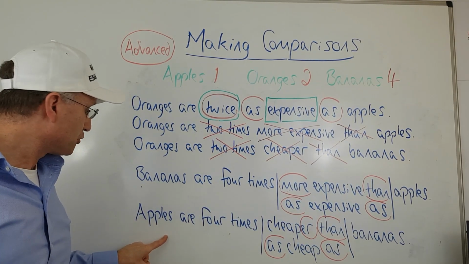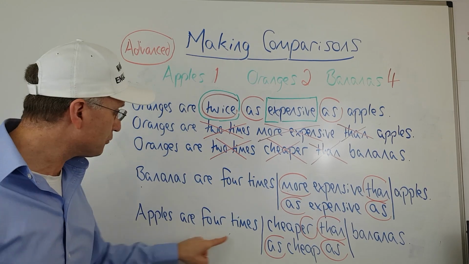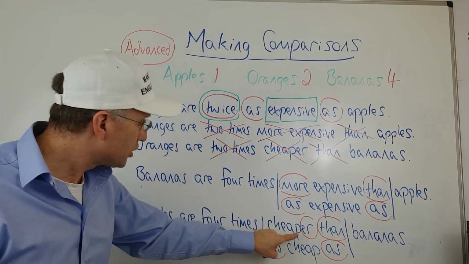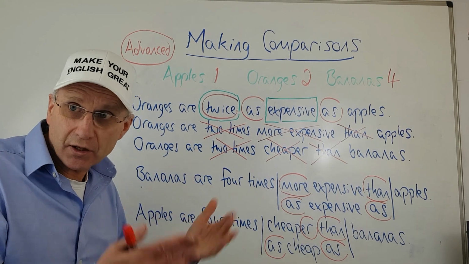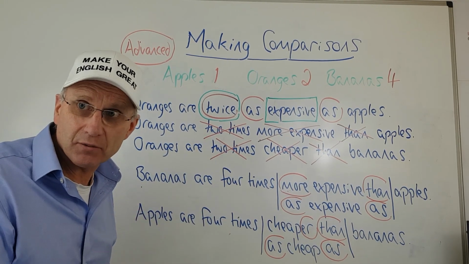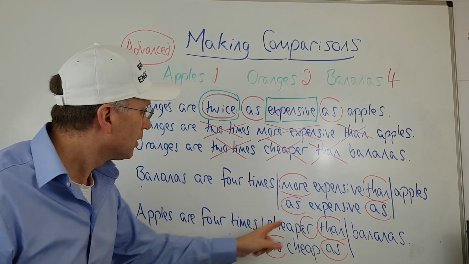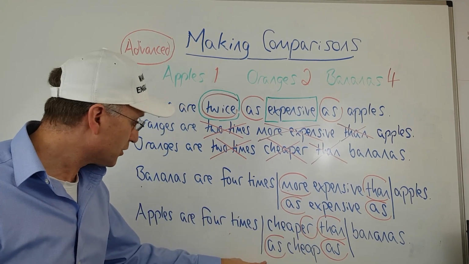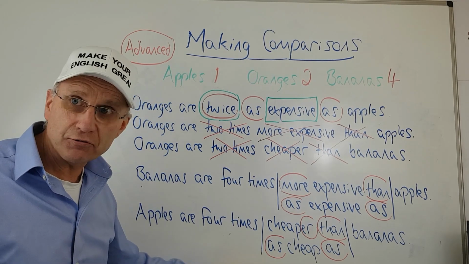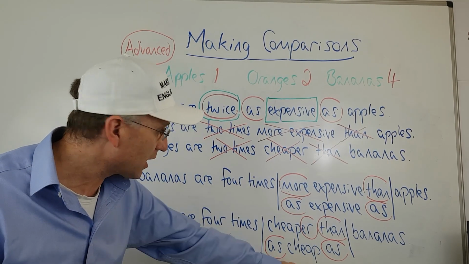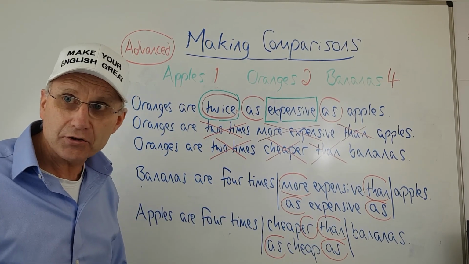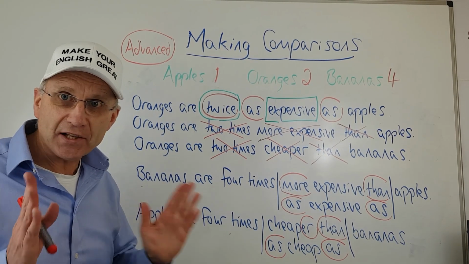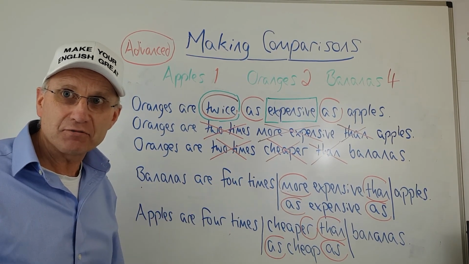Another way of doing it, you could say apples are 4 times cheaper. So just like in the positive, cheap becomes cheaper, expensive becomes more expensive, and then than bananas. Alternatively, you could say apples are 4 times as cheap as bananas. And that's advanced comparatives.